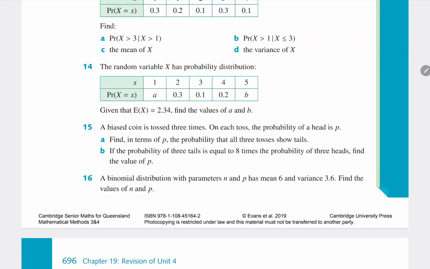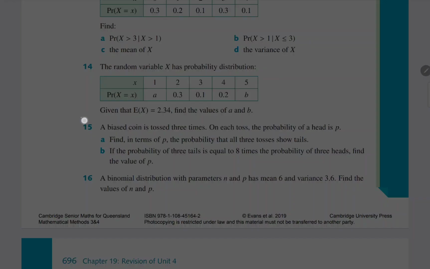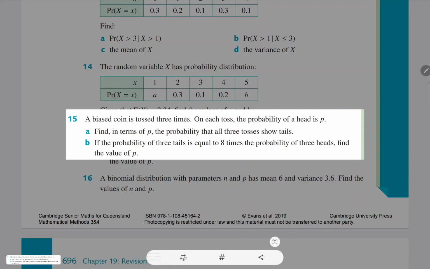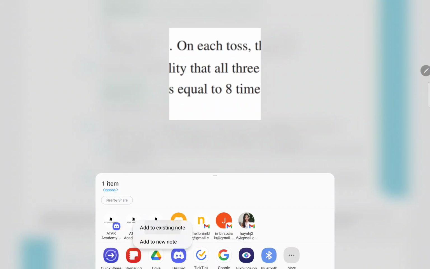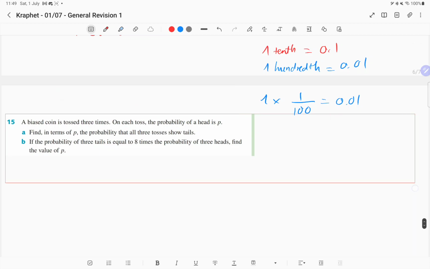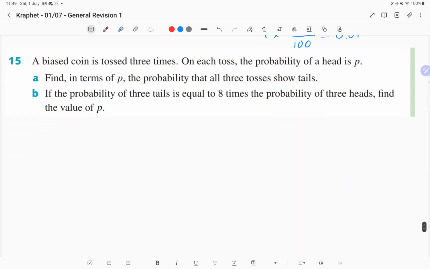Okay, let's see. These simple familiar questions, definitely not easy. Oh well, good practice. A biased coin is tossed 3 times. After this one, I'll end the first half of the recording, and then I'll continue the other questions in the second half.